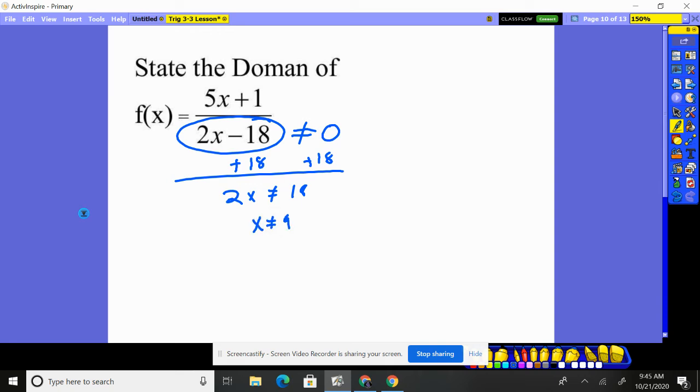So we would state that the domain is all real numbers work except, don't let this guy in. X can't be 9. He's the one guy that it can't be. So that's what we would say the domain is for that.